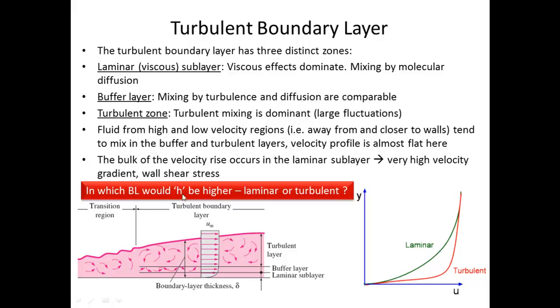The answer lies in the fact that the heat transfer coefficient is proportional to the temperature gradient, as we have seen in the first part of the lecture. And by the same argument that we have used here, the temperature gradient is also going to be greater in the turbulent boundary layer compared to the laminar boundary layer, and hence the heat transfer coefficient is also going to be greater in the turbulent boundary layer.